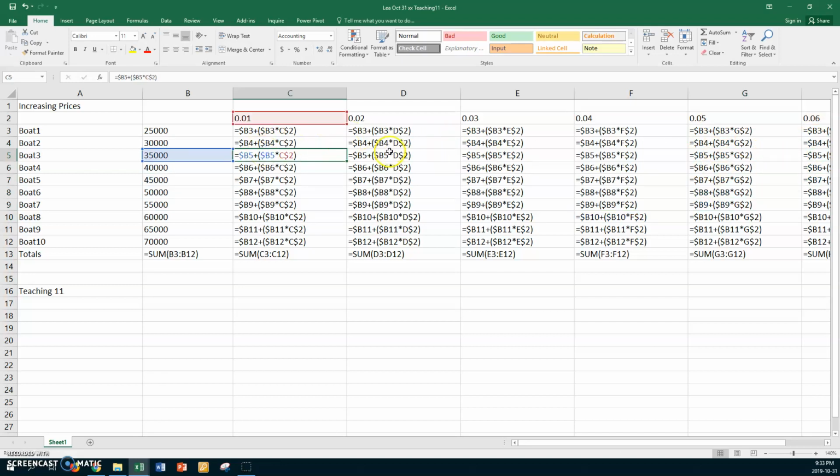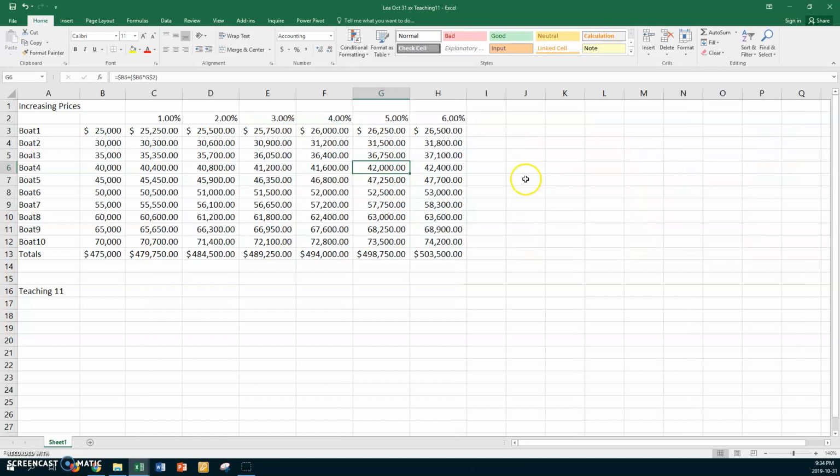You moved from C to D to E to F to G to H. And here, as we move down, you always stayed in column B. Column B, column B, column B. All right, so that's quite easy once you understand that piece. So let's save it. That's it. And then we'll close that one out.